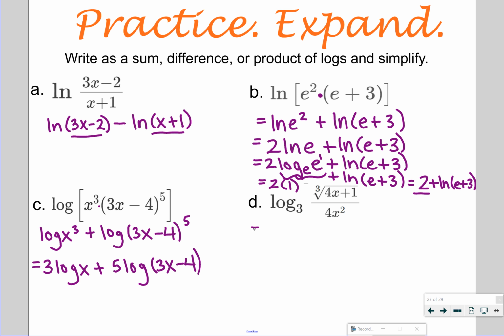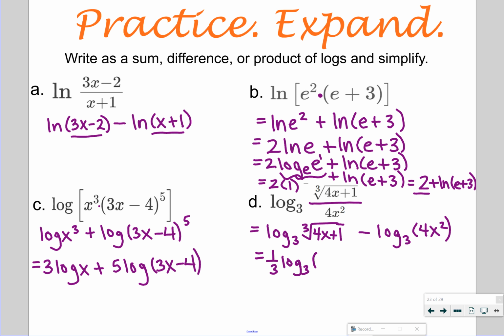Okay, in D, I have division, so I'm going to change it into subtraction. So log base 3 of the cube root of (4x plus 1) minus log base 3 of 4x squared. Okay. Then I have a cube root, which remember is a 1/3 power, so I can bring that down in front. And then that term is expanded completely. I can't do anything with that 4x again because that plus 1 is in the parentheses with it.